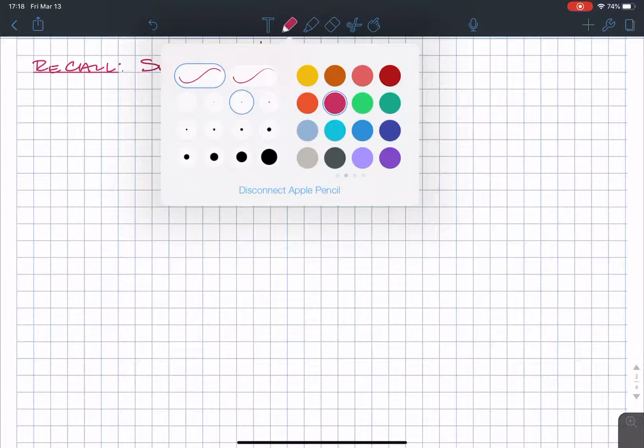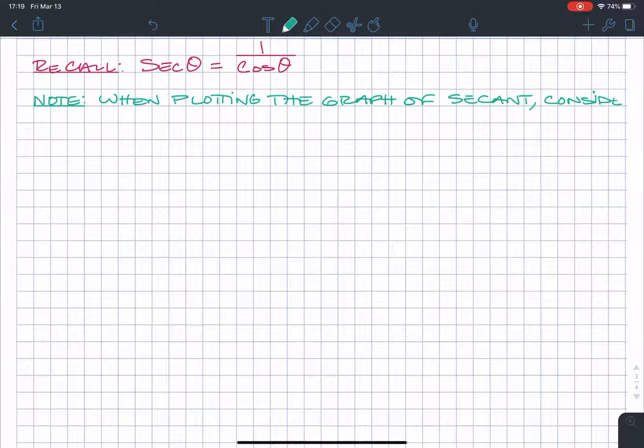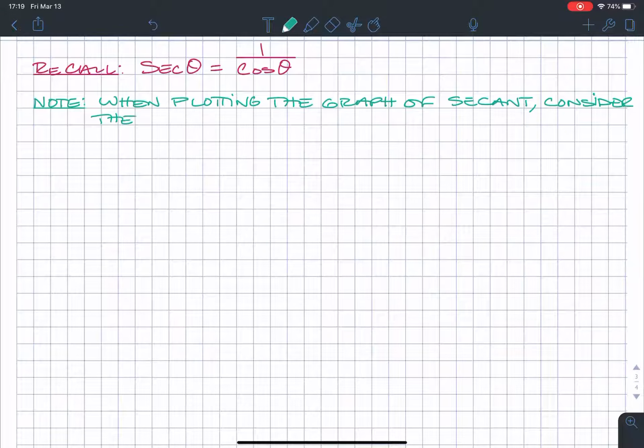And so hence, or note, when plotting the graph of secant, consider the graph of cosine. Okay, so for example, this is much like the cosecant.